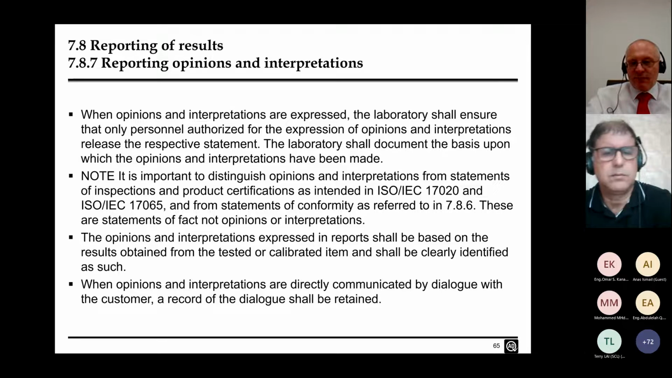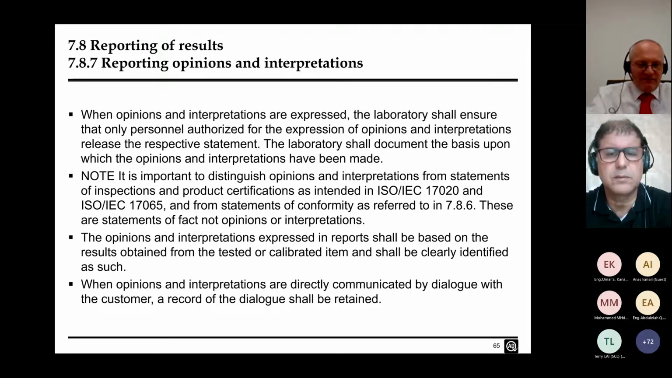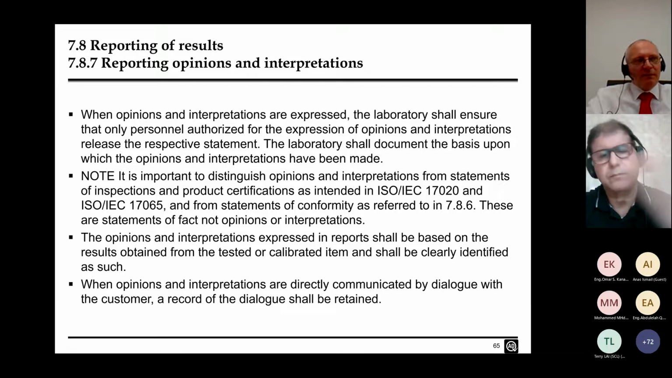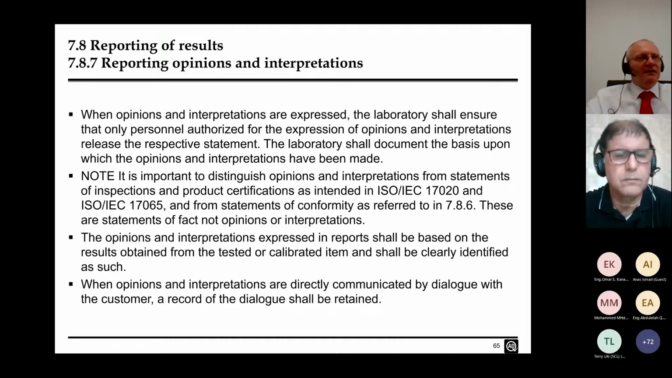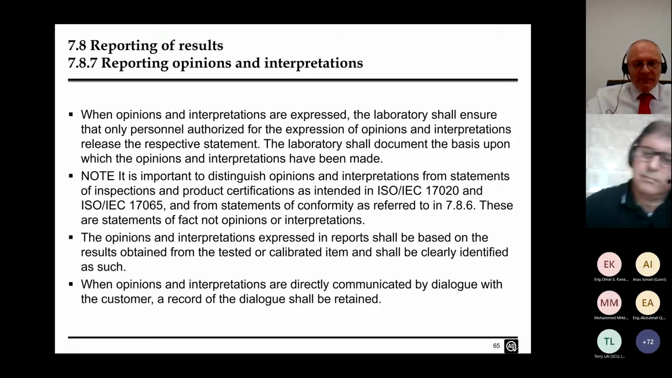If you're putting these opinions in reports, they should be based on the results in that report and clearly identified as such. The last one is the one where we sometimes make a mistake. When opinions and interpretations are directly communicated by direct dialogue with the customer, a record of the dialogue shall be retained. And this is what happens: the customer says, well, is this instrument all right? Is it still behaving all right? Can I use it for this? And we tend to be helpful, and we tend to say, yes, this will be fine. So the important thing is, unless you're authorized to make that statement, don't make it. And if you do make it, I would recommend you record it.